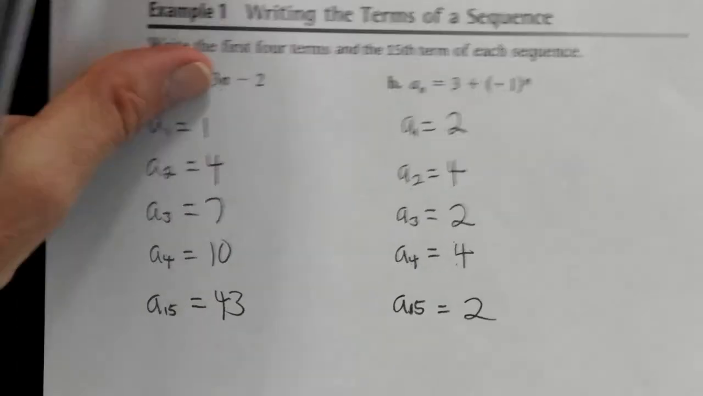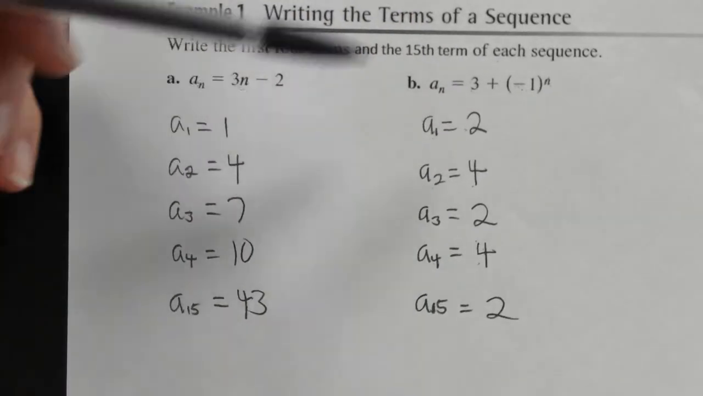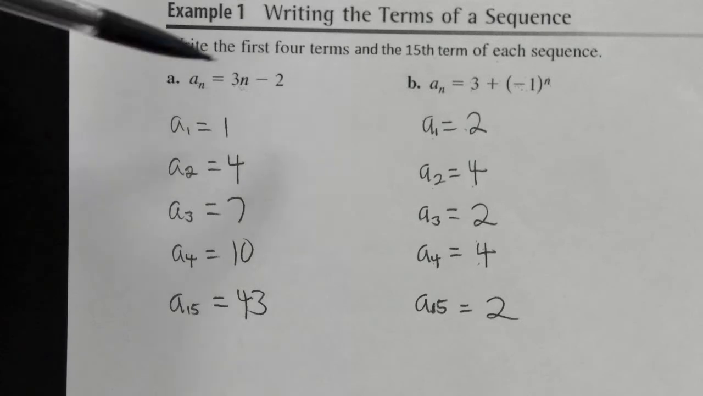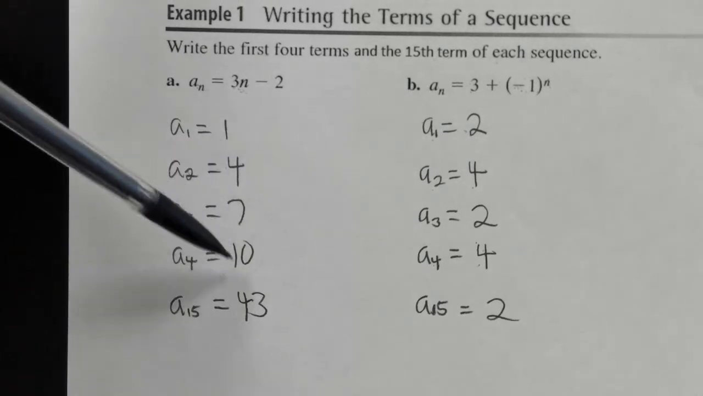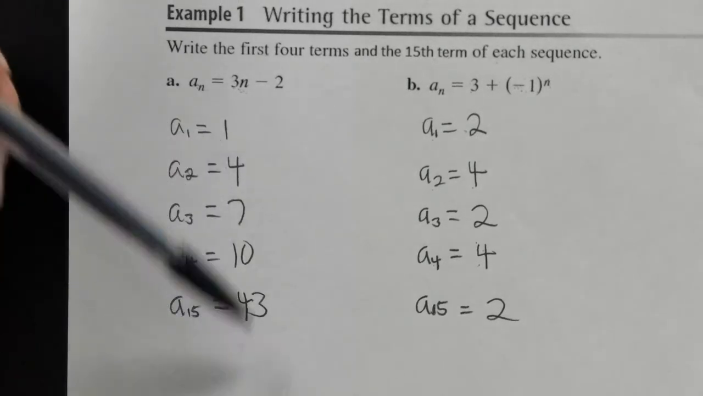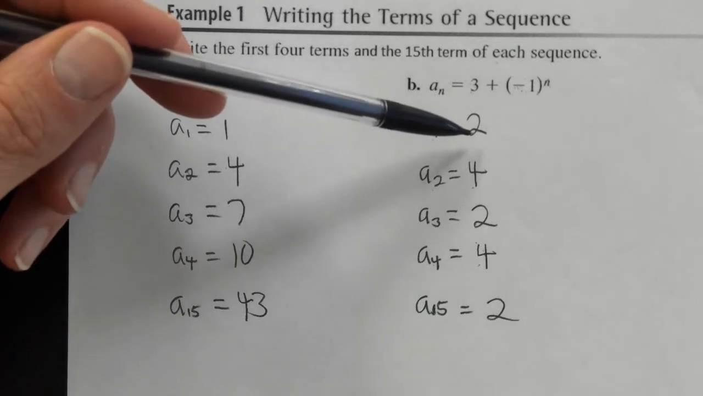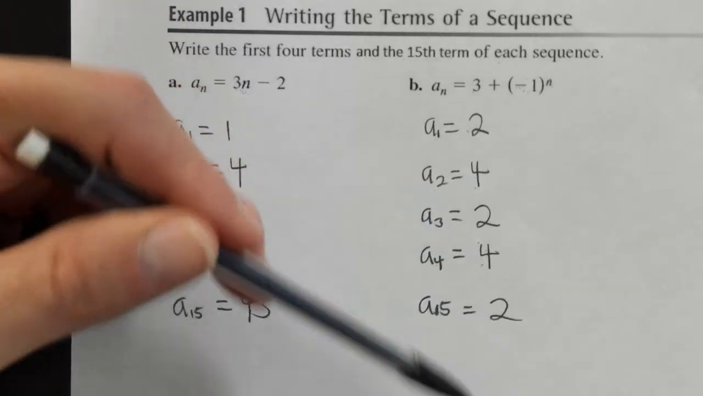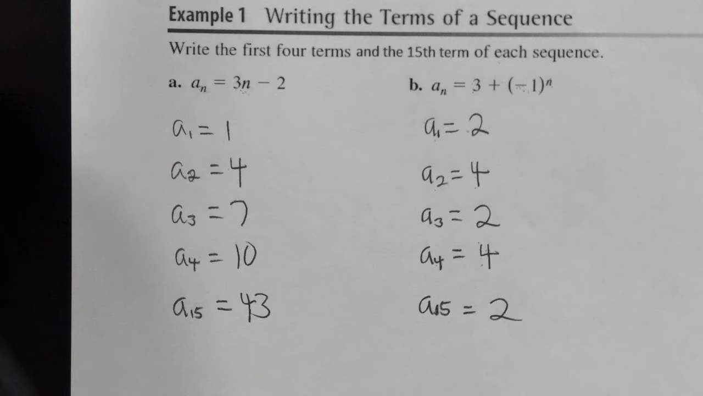All right. And so you can see there are different types of sequences. This one goes up by 3 every time, so the numbers get bigger and bigger. This one just bounces back and forth between 2, 4, 2, 4, and so on. So you can see there are different types of sequences. All right.